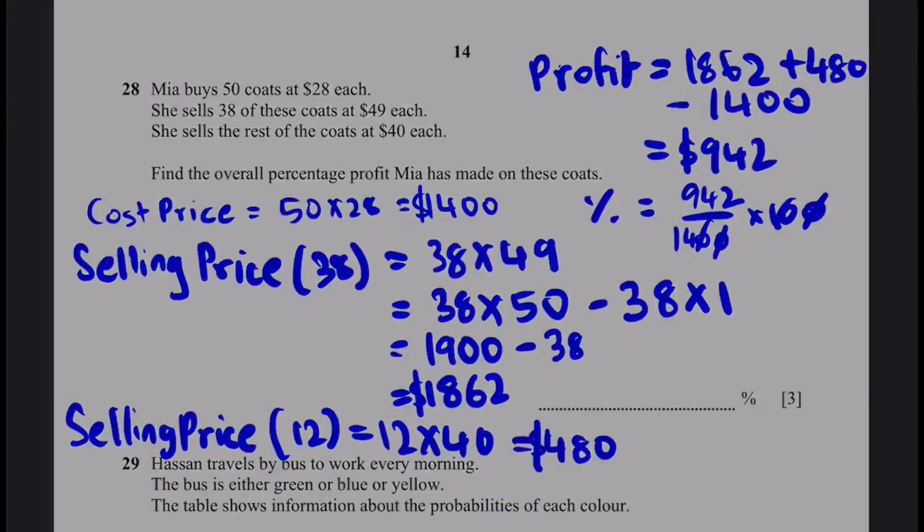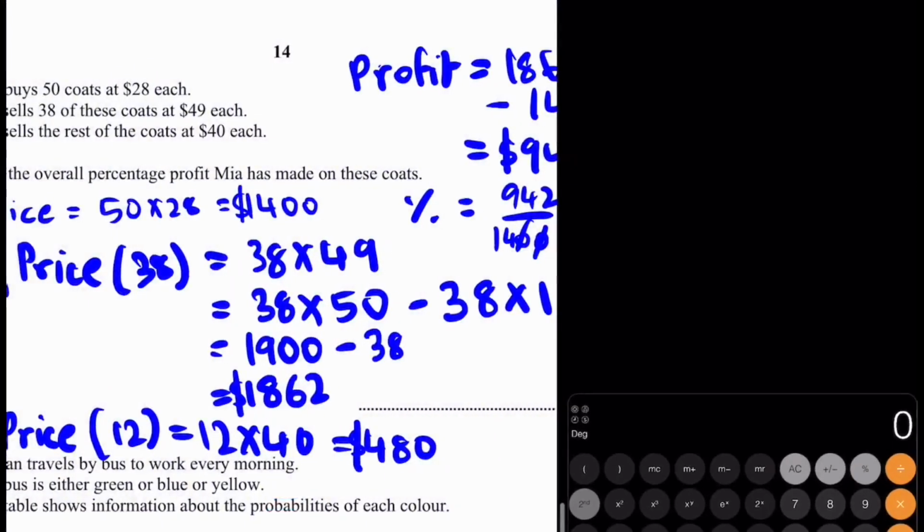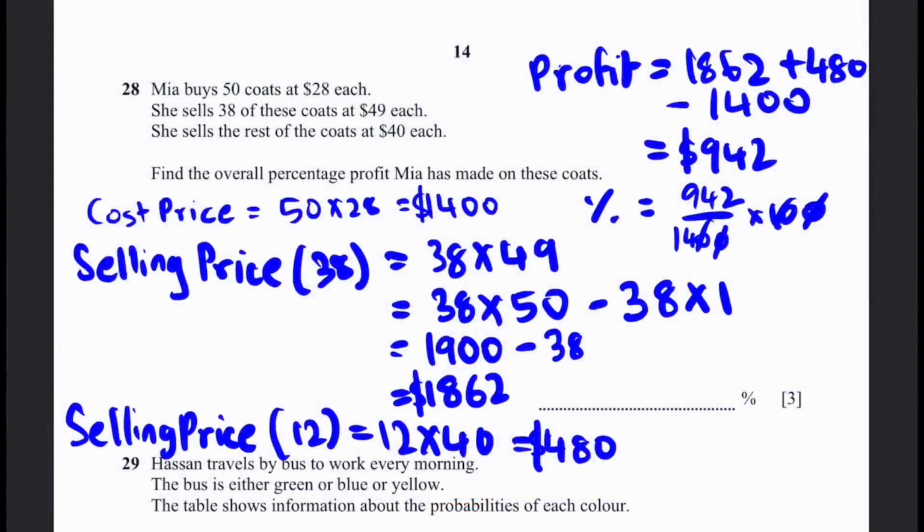Let's use the calculator. 942 divided by 14 equals 67.285 ... which will be 67.29%. So, by the way, that is to 2 decimal places, which is equal to 67.29%.